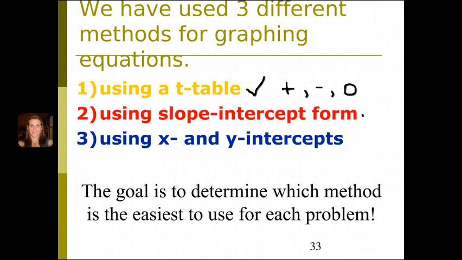Second option would be to use slope-intercept form, where you plot your y-intercept and then use your slope, rise over run, to plot other points and form your line. And the third option is to find your x and y intercepts and then draw your straight line between the two. The goal is to determine which method is easiest for each problem. So let's explore that further.